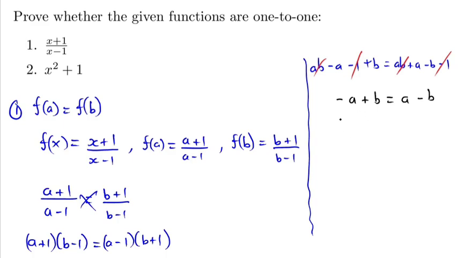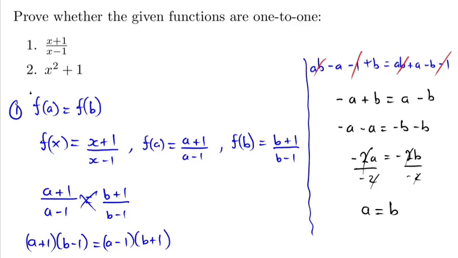So I can group them on each side. This becomes negative a minus a is equal to negative b minus b, so this becomes negative 2a is equal to negative 2b. If I divide both sides by negative 2, this cancels, leaving us with a being equal to b. So if you started with the function of a equal to the function of b, and you end up with a equal to b, then the function is one-to-one. So you can just conclude that since a is equal to b, the function is one-to-one.